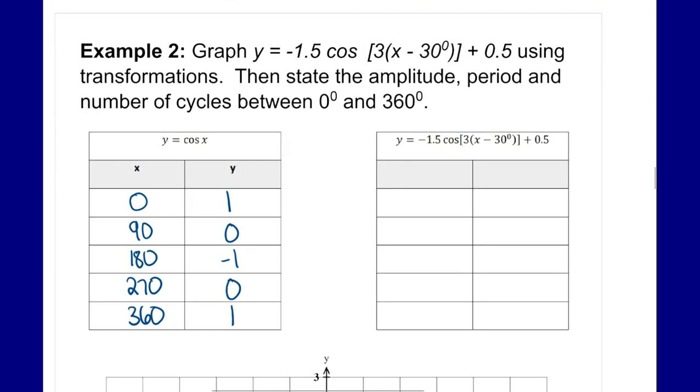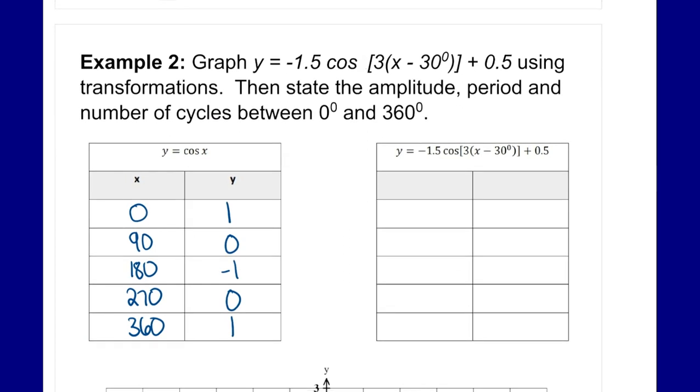Now I want to go through and come up with my mapping notation to help me create my image points. So I have an A value, a K value, a D value, and a C value. So I have one of every value. So for my mapping notation, it's going to be x divided by k, or x over 3, plus d, so plus 30, because again, opposite of what we see, so the d value is actually positive 30. For my y value, it's going to be negative 1.5y plus 0.5.